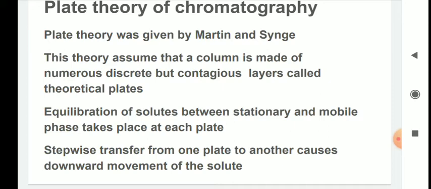Again in the next plate, they will get transferred from the mobile phase to the stationary phase, and then again come back to the mobile phase. So in this way there is equilibration of the solutes between the stationary and the mobile phase. There is a stepwise transfer from one plate to another, and when the solutes are in the mobile phase, they will move down the column.